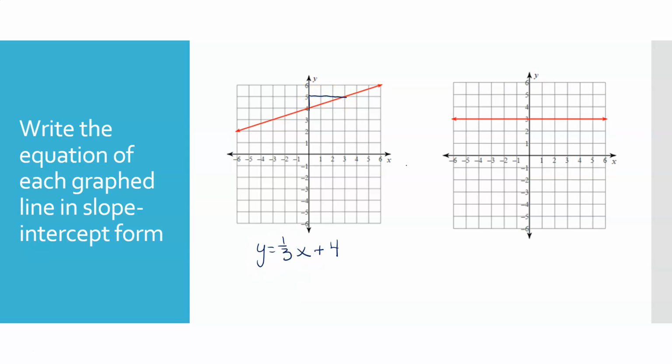We write it in slope-intercept form. This last one, I'm going to count up 3 on the y-axis, so y is always equal to 3. Be careful with those. Don't be fooled by those.